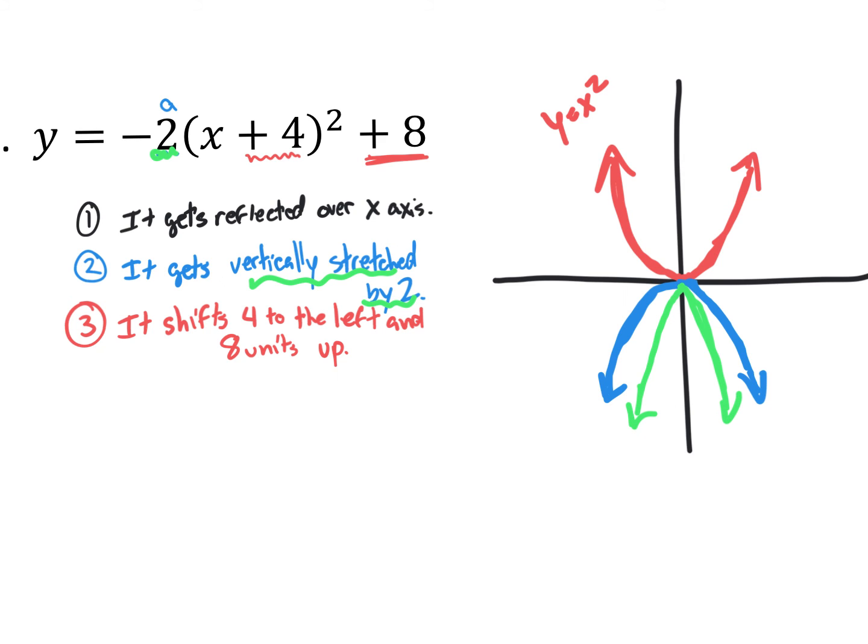Now, so far we have not messed with the vertex. The final transformation says it shifts 4 to the left, think opposite of +4, so that's 4 to the left, and 8 up. I need to take this narrower green graph and shift it 4 to the left, 1, 2, 3, 4, and 8 up. 1, 2, 3, 4, 5, 6, 7, 8. So it will shift and have a new vertex up here, and it'll be definitely narrower than the original red graph that was opening up.